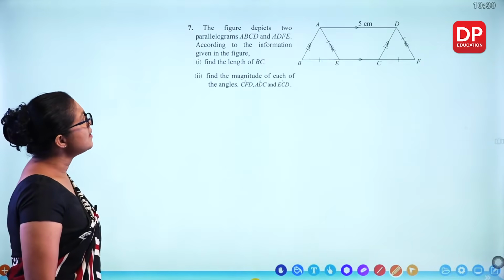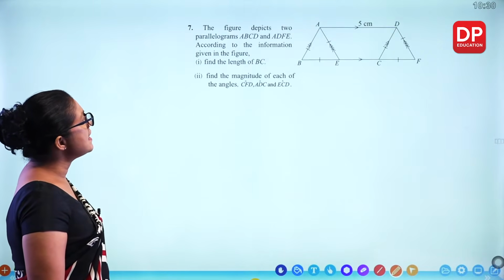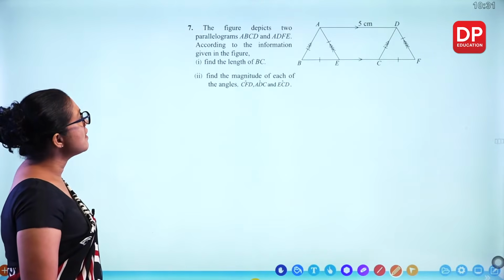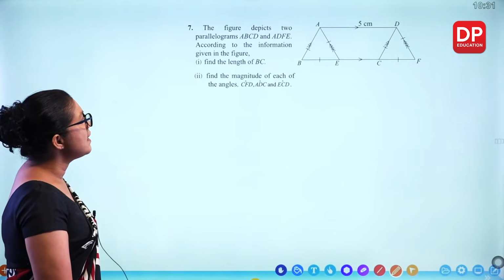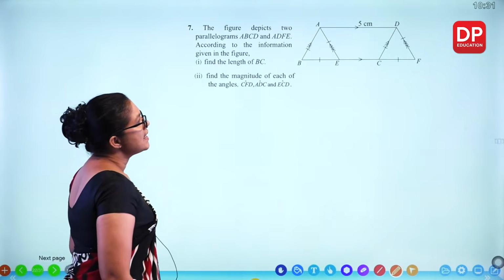Question number 7. The figure depicts two parallelograms ABCD and ADFE. According to the information given in the figure, find the length of BC. BC is this one.